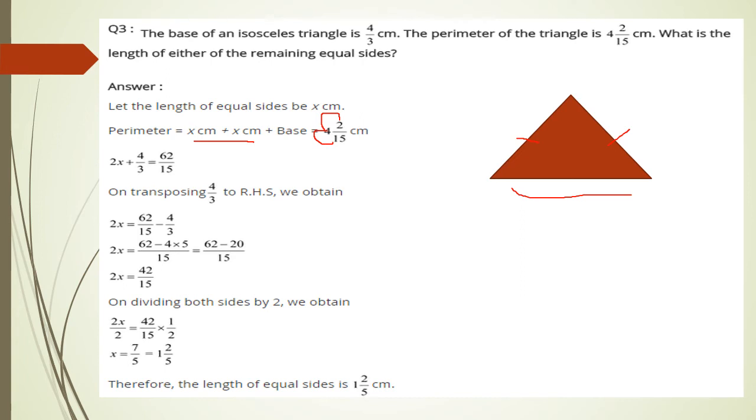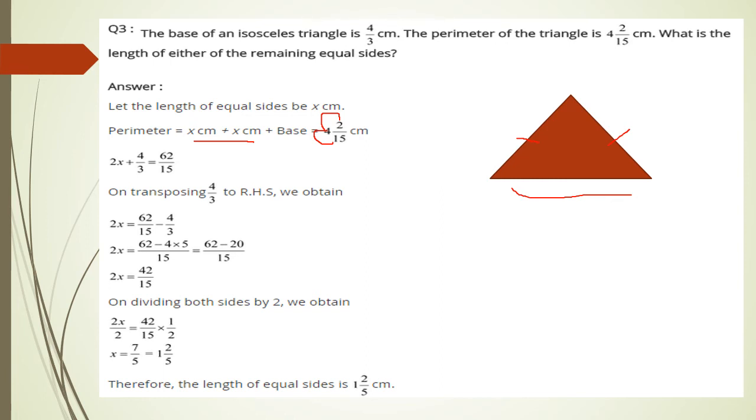Children, observe the second fraction, 4 by 3. Here the denominator is 3, but we made it 15. That means we multiplied the 3 by 5. 3 fives are 15. So we must multiply the numerator also 5 times. We multiplied the 3 five times, so we multiply the 4 also five times. So 4 into 5. I hope you understood, children, how this 5 came.